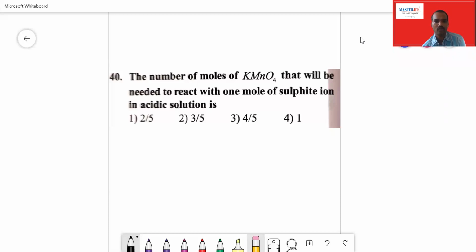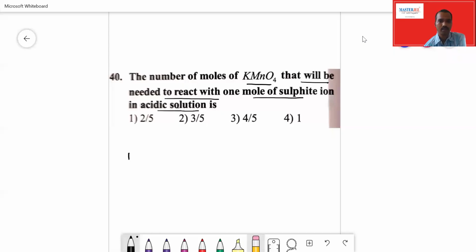Okay, next bit. Next question, see here. The number of moles of potassium permanganate that will be needed to react with 1 mole of sulfite ion in acidic solution, they are asking. First of all, see this reaction. Once again, see here.